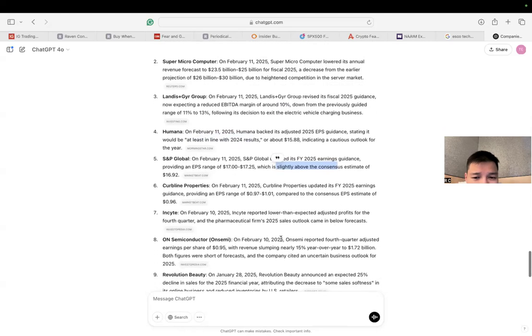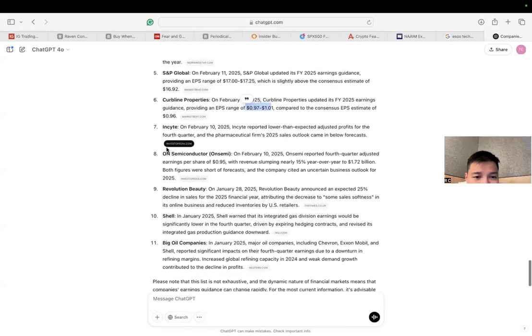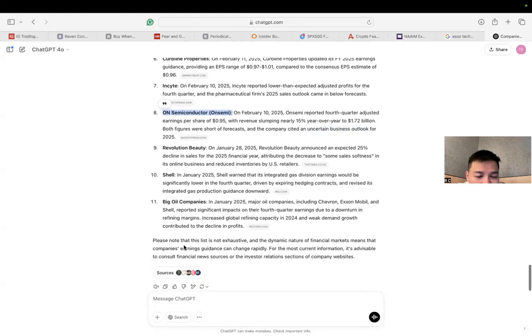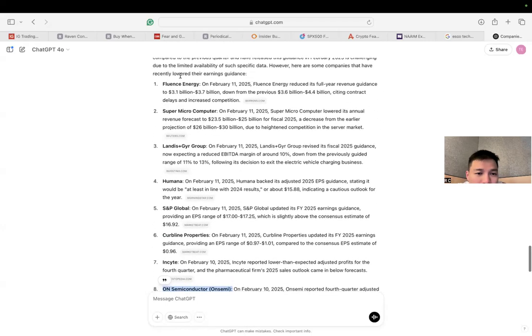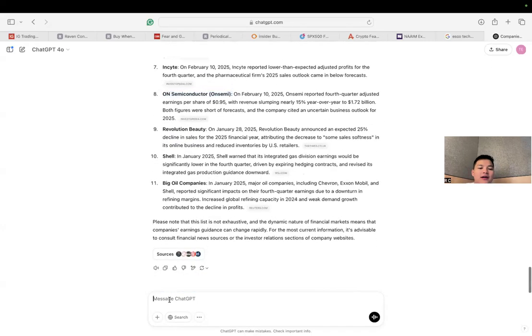Above. Well, I'm not looking at something above. I'm looking for shorting. 9.6, 9.7 is the same. On semiconductors, we did it just now. Uncertain business outlook. This is why you want to click on the company and have a look yourself. All of this you have to look at yourself. Normally, I will just go one by one all by myself. Okay. Well done. Now give me more.